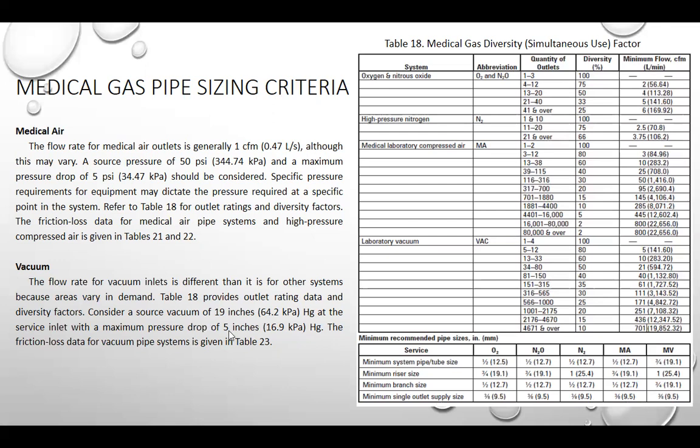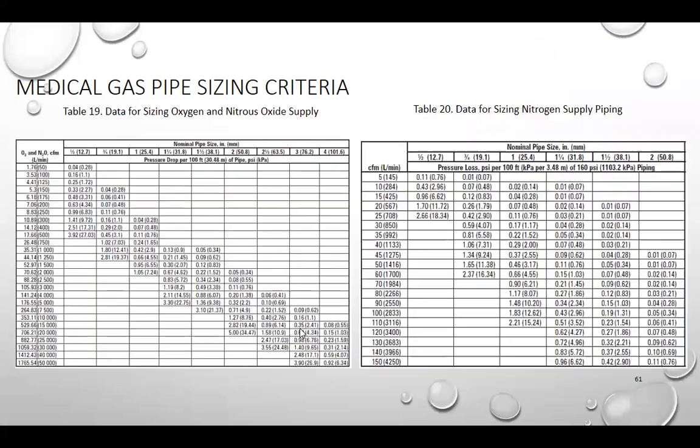That is minimum. Okay. So vacuum, the flow rate for a vacuum inlet is different than it is for other systems because areas vary in demand. Table 18 provides outlet rating data and diversity factor. So consider a source vacuum of 19 inches of mercury at the service inlet with a maximum pressure drop of 5 inches of mercury. The friction loss data for vacuum system is given in Table 23. So ito yung mga Table 21, 22, and 23.